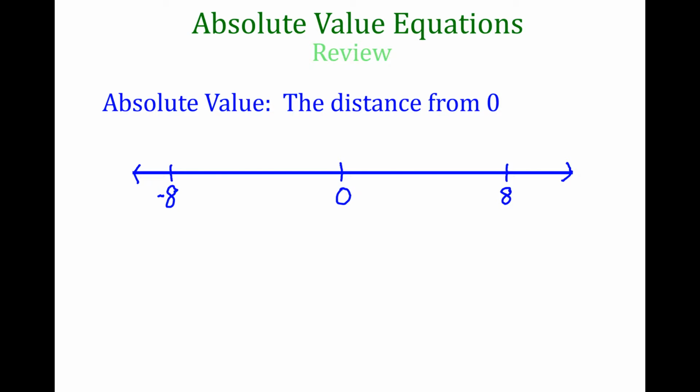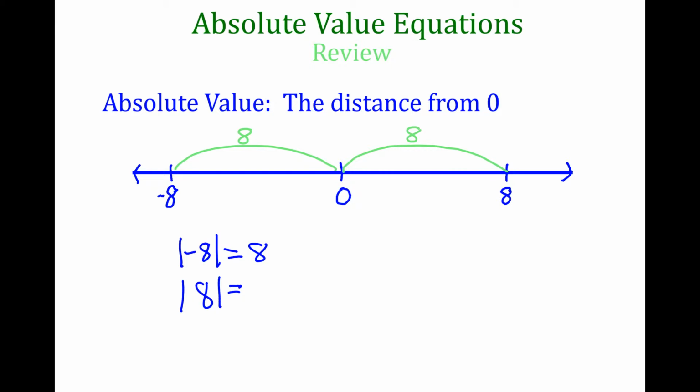For example, on a number line, if I were to take steps from 0 to 8, I would take 8 steps. If I were to take steps from 0 to -8, I would also take 8 steps. Because the distance that both -8 and 8 are from 0 is 8. And that's the whole idea here. The absolute value of -8 is 8, and the absolute value of 8 is 8.